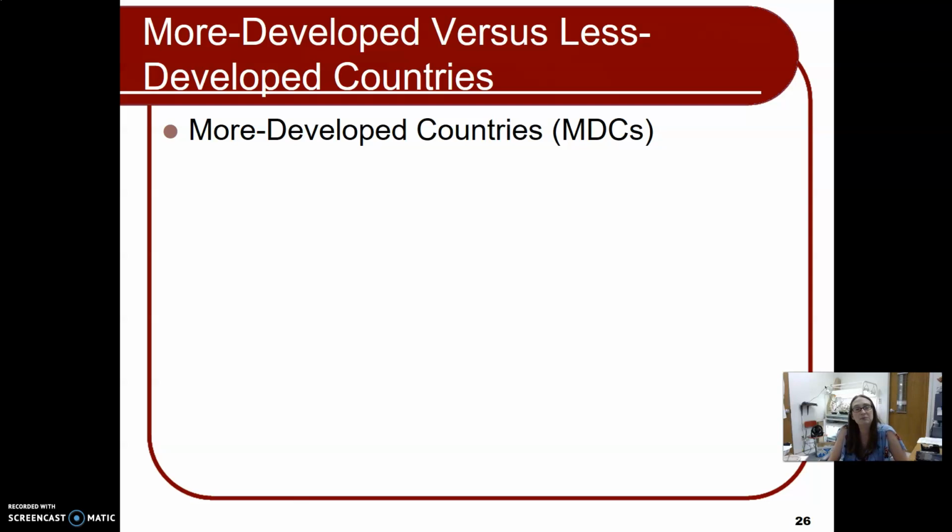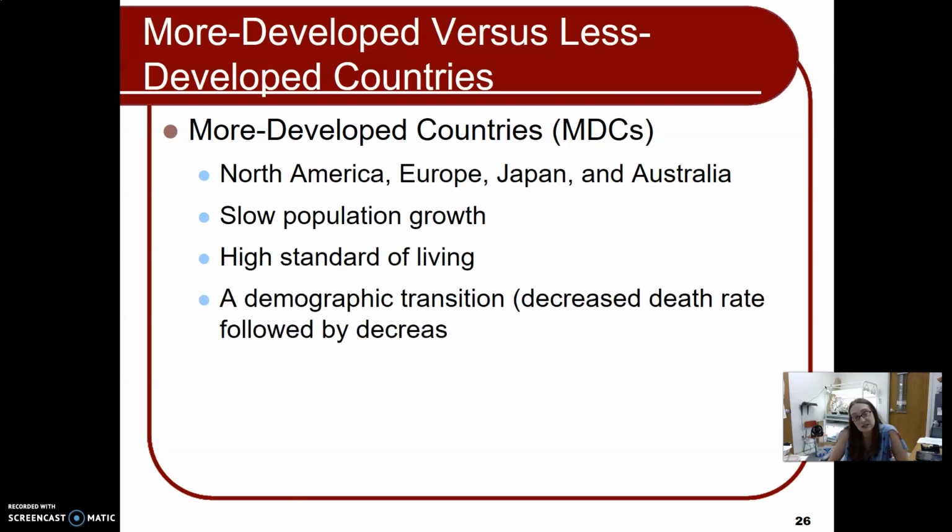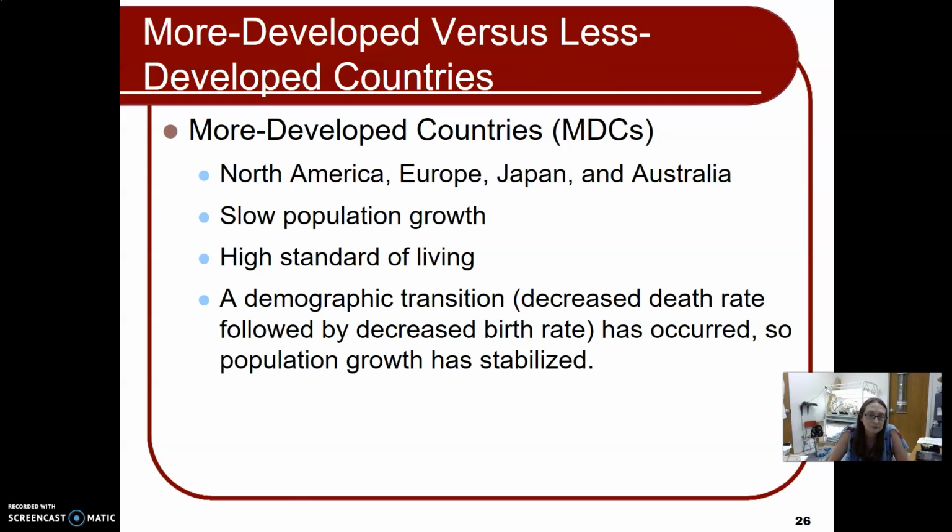Now, in more developed countries, North America, Europe, Japan, Australia, we have slower population growth. We tend to have a higher standard of living compared to those underdeveloped countries. A demographic transition occurred. Decreased death rate, followed by decreased birth rate. We got better medical care, so we aren't having as many people die. We're also having fewer people born, so our population growth has kind of stabilized.